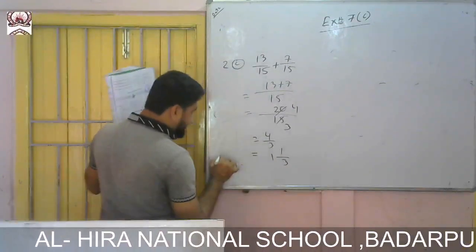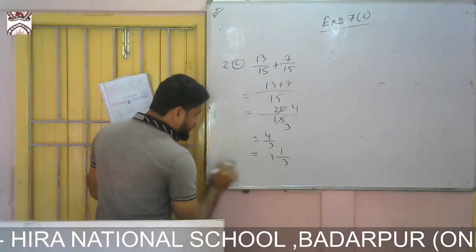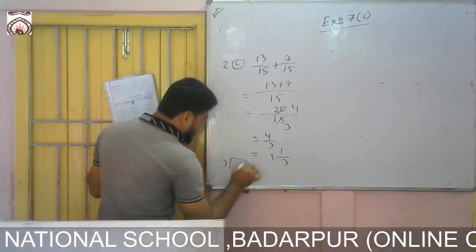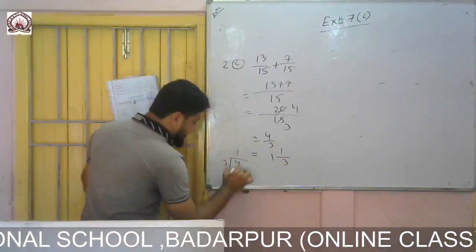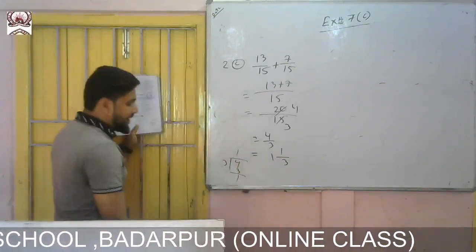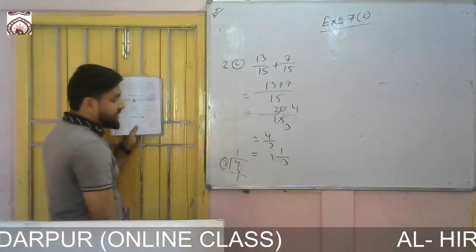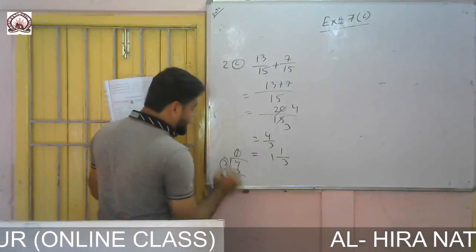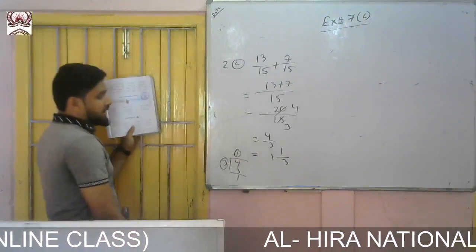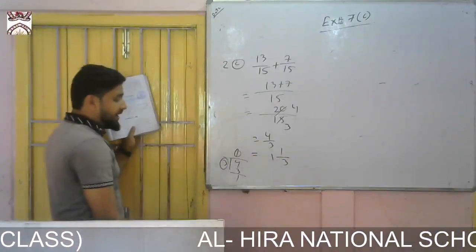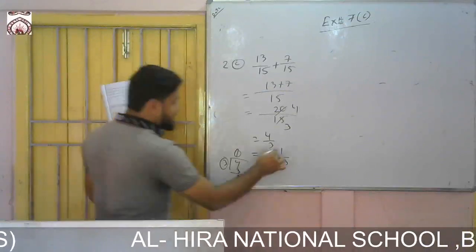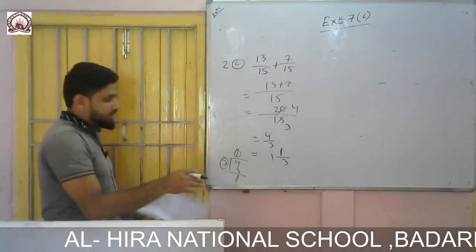How? By dividing, you see. This one I have already shown. You divide 4 by 3 like this. 3 1s are 3 and the remainder is 1. So this divisor will act as the denominator, this quotient will act as the integral part, and this remainder will act as the numerator.